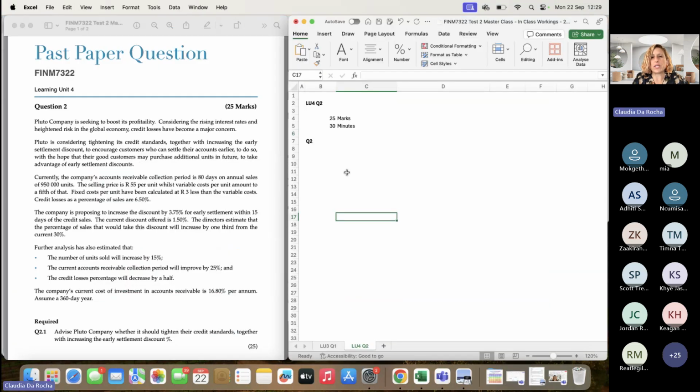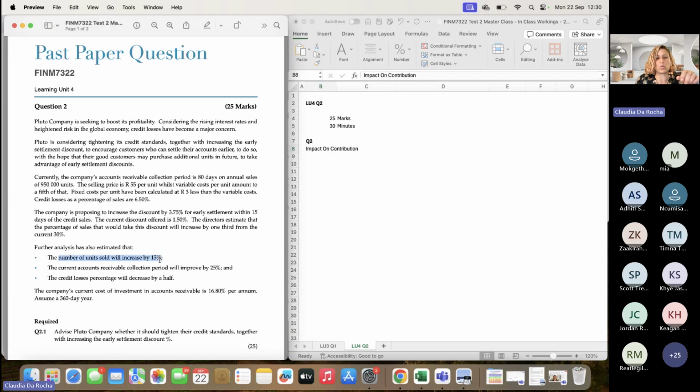All right, so where to begin? Let's start with the impact on contribution. Why is there an impact on contribution? Because they said here that the number of units sold will increase by 15%. If our units sold increases, it means our contribution will change.